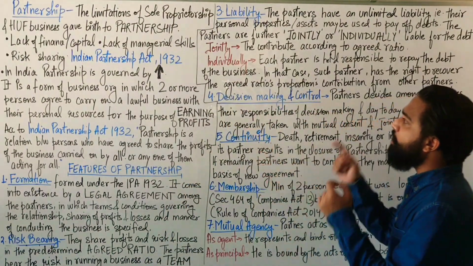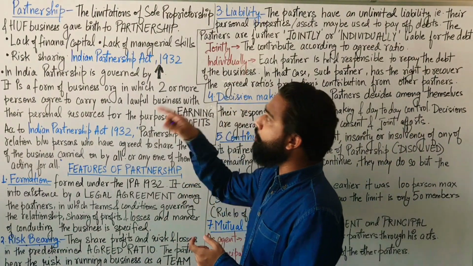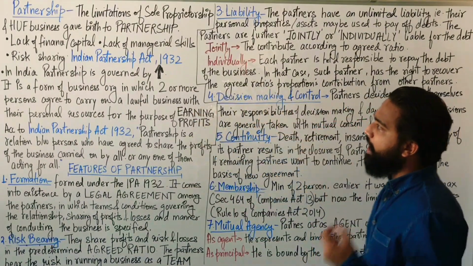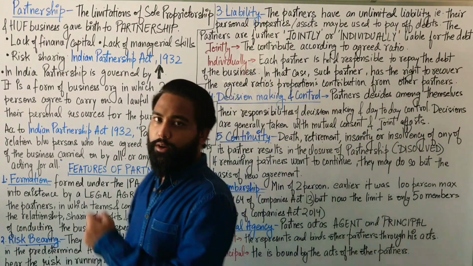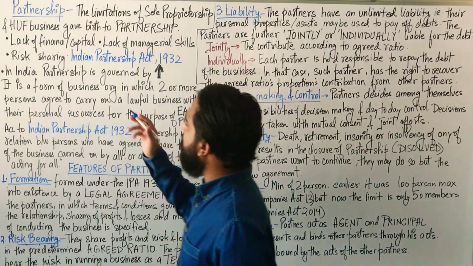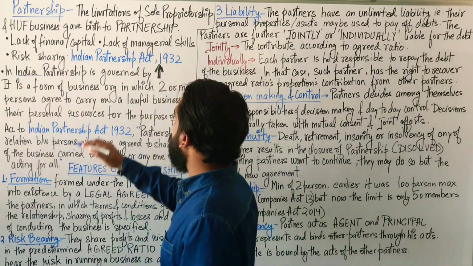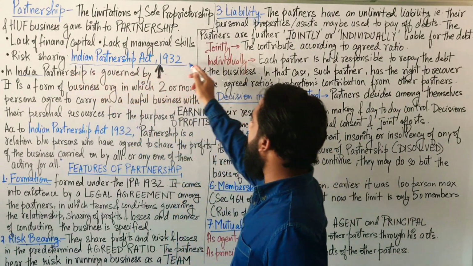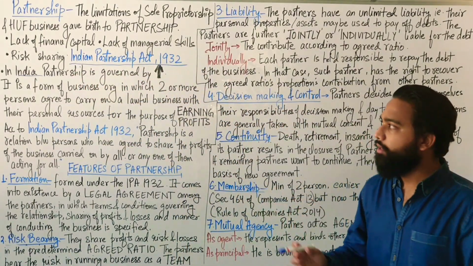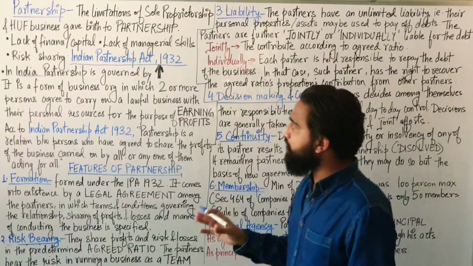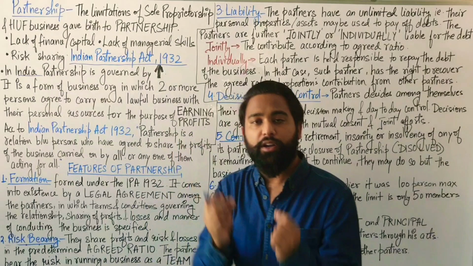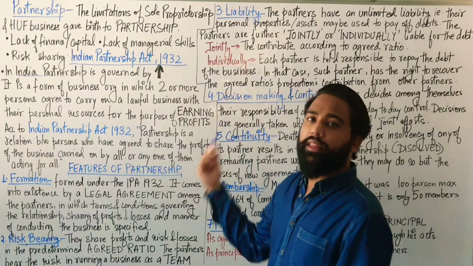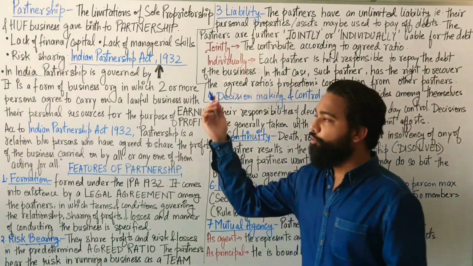So those were the issues, due to which partnership was formed, the limitations of sole proprietorship and HUF. So students, in India, the partnership is governed by the Indian Partnership Act 1932. There is a certain law about the partnership form of business which is governed by the Indian Partnership Act 1932. That's a 1 mark question.